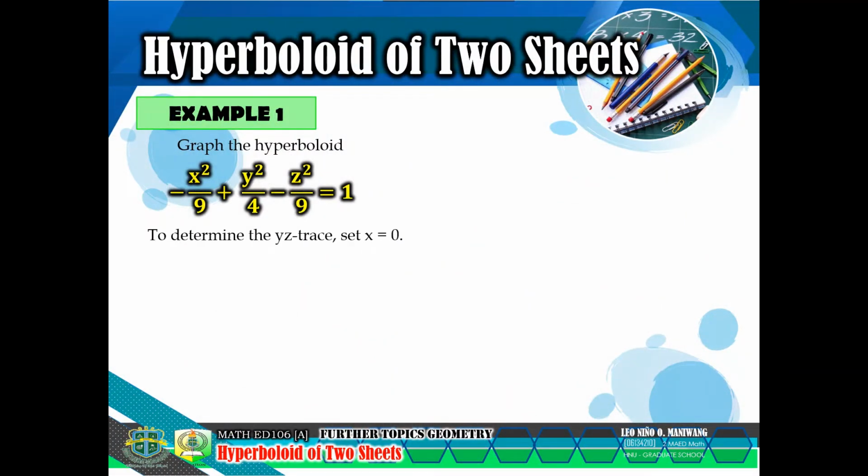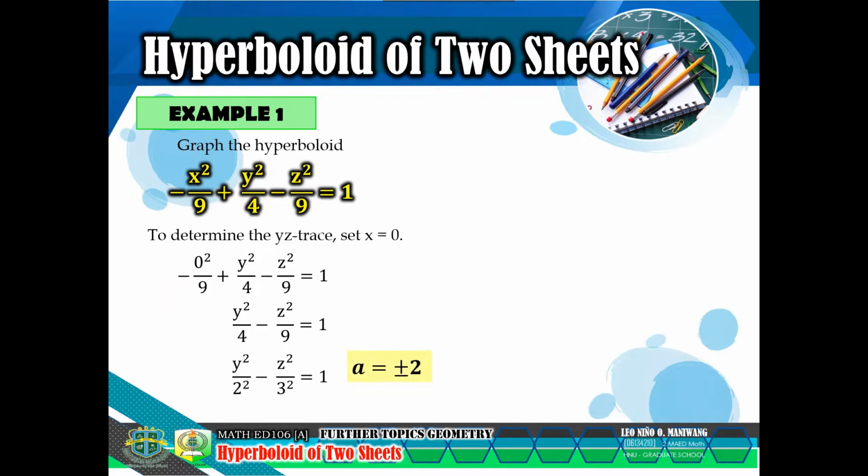So this time around, let's have the other traces. Now we have to determine the yz trace, so we set x equal to 0. We substitute x with 0, and we have negative 0 squared over 9 plus y squared over 4 minus z squared over 9 is equal to 1. Now we can cancel out the x variable, and what remains is y squared over 4 minus z squared over 9 is equal to 1. Solving further, we have y squared over 2 squared minus z squared over 3 squared is equal to 1. And we have our a, which is plus and minus 2, and our b, which is plus and minus 3.